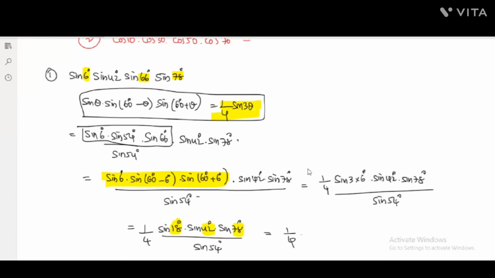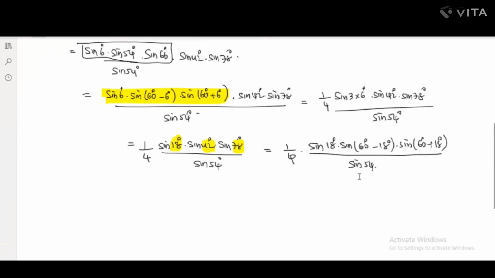So let's write 1 by 4 sine 18 degrees and sine 42 degrees. Sine 42, how can we write? Sine 60 minus 18 degrees, into sine 78, which is sine 60 plus 18 degrees, divided by sine 54 degrees.